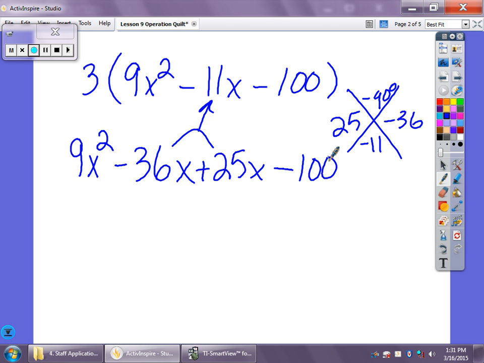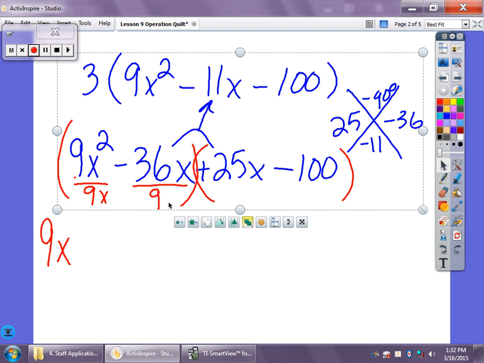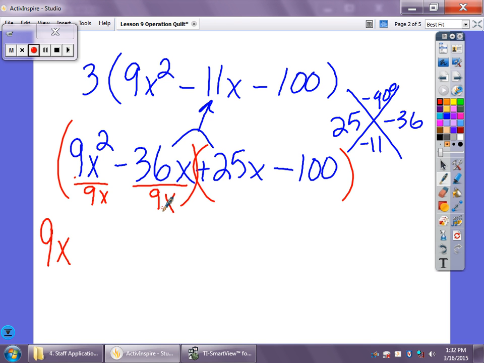I group them. So here's group 1, here's group 2. What do 9 and 36 have in common? They're both divisible by 9. They both contain an x. There we go. What they have in common goes on the outside, and then I divide them each by the GCF, by the common term. And 9x squared divided by 9x is just x. Negative 36x divided by 9x is a negative 4.